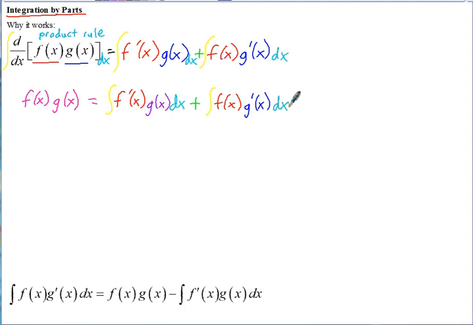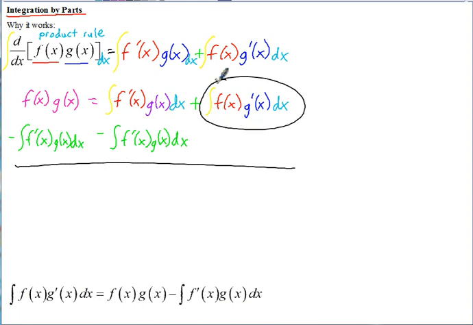The way we get our formula for integration by parts is by solving for the integral of f of x g prime of x. We isolate that by subtracting the integral of f prime of x g of x from both sides of the equation. When we do that, we'll have this integral by itself. Let me switch it to the left side of the equation. So the integral of f of x g prime of x dx equals f of x times g of x minus the integral of f prime of x g of x.